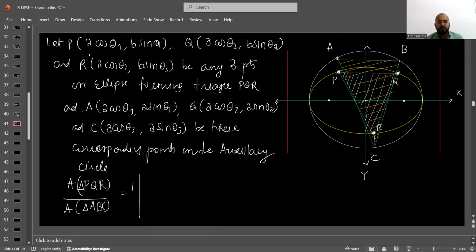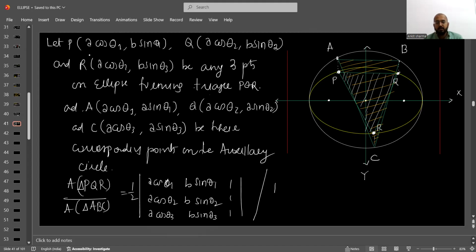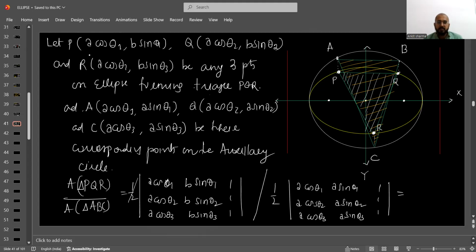So the first determinant I'm writing here. So it's half of, I have here A cos theta 1, B sin theta 1, and A cos theta 2, B sin theta 2, A cos theta 3, B sin theta 3, and then 1, 1, 1. This determinant divided by half of this determinant, which is A cos theta 1, A sin theta 1, and A cos theta 2, A sin theta 2, A cos theta 3, A sin theta 3, and then 1, 1, 1. Now what happens is I can just cancel this half in half.